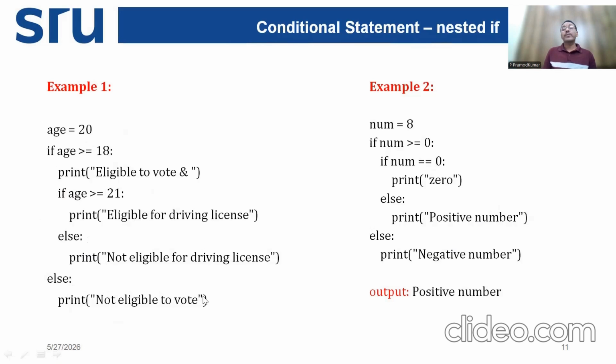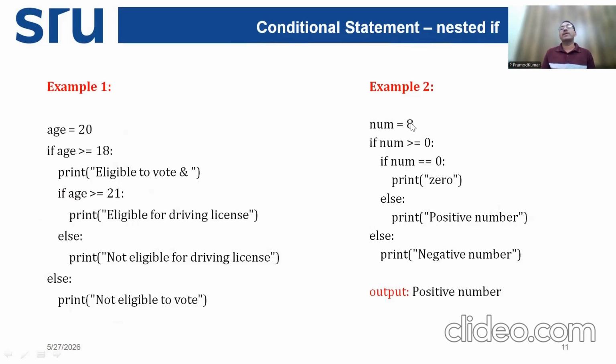Then the second example, where I would like to check whether the number is positive or negative. For that case, I am considering input as 8. Yes, 8 is greater than or equal to 0, then the condition is true. Then the same 8 equals 0? No. In that case, it simply means the number is a positive number.